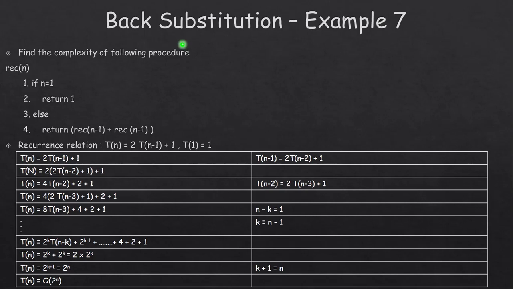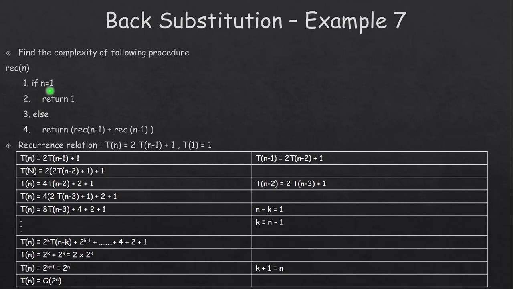Let's look at example 7. Here I have a question to find complexity. Here I have a recursive procedure called rec. So rec of n equal to, if n equal to 1, return 1, else return rec of n minus 1 plus rec of n minus 1. So here this is the base condition, T of 1 equal to return 1. So it will be constant. Constants can be represented as O of 1, we already studied.